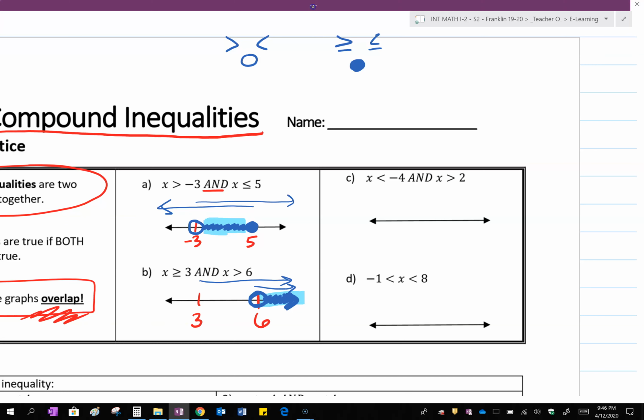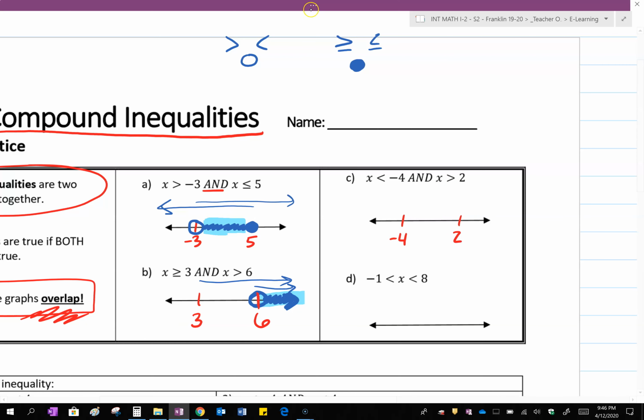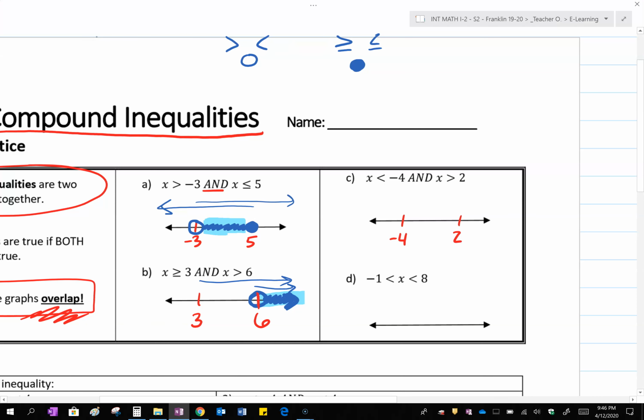Okay, example C. x is less than -4. -4 on there. And x is greater than 2. Okay, let's think about that. Less than -4 would go left. Greater than 2 would go right. Okay, so these two actually do not overlap. So there is no place to shade. So here we have no solution. There's no shading. Can't do it. They don't overlap.